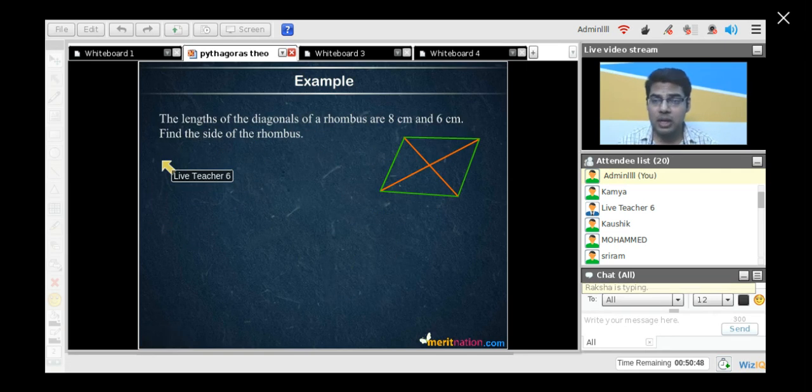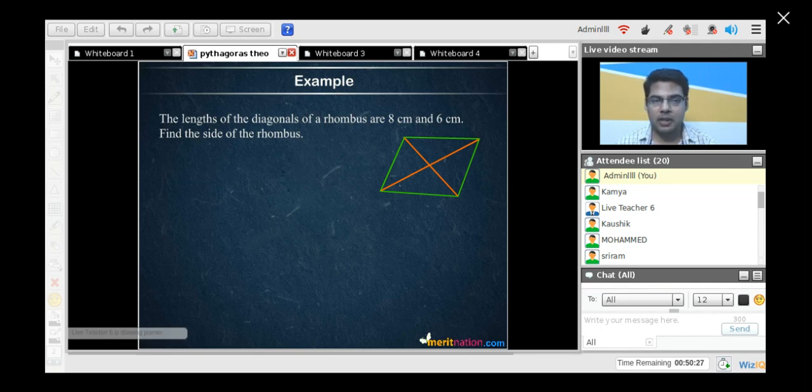Okay. So let us now quickly try to solve one again very simple question. The lengths of the diagonals of a rhombus are 8 centimeter and 6 centimeter. Find the side of the rhombus. Yes? Very good, Raksha. Very good. Absolutely. That is what we need.